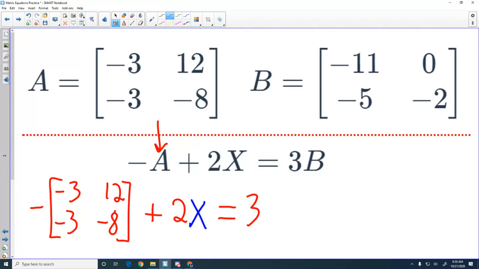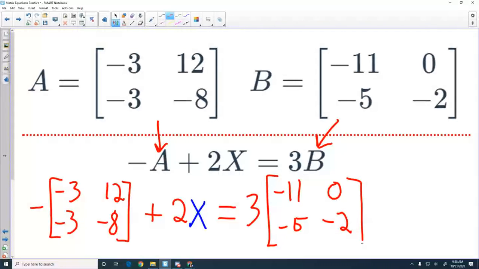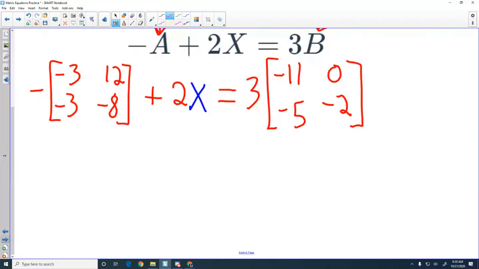Equals 3 times B. Now again, that just means you plug matrix B into that spot. The 3 stays in front. That's going to be what we call a scalar multiple. We're going to essentially distribute that 3 into every element inside the matrix. Make that 5 look a little bit better. Okay, so this is our matrix equation right here.